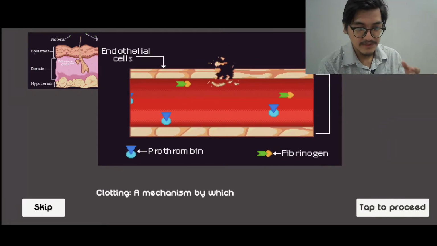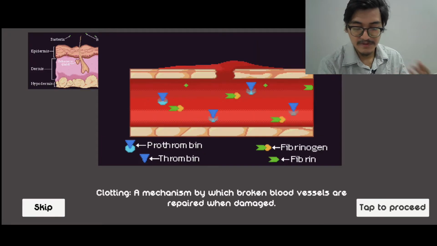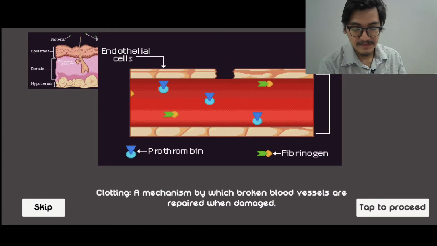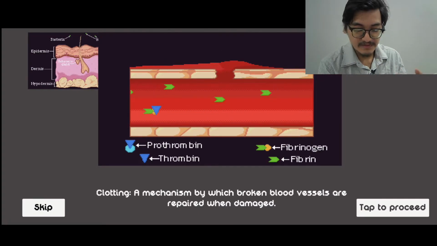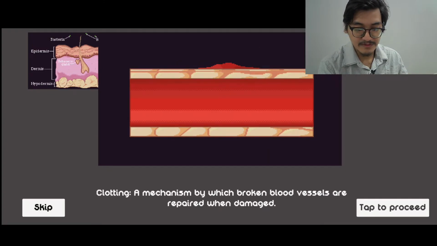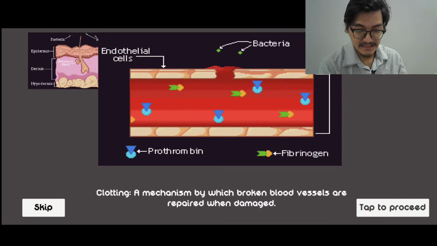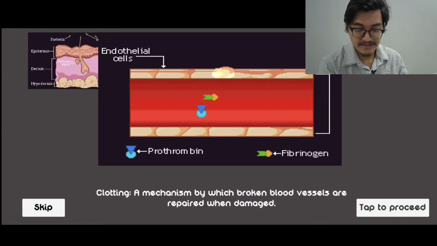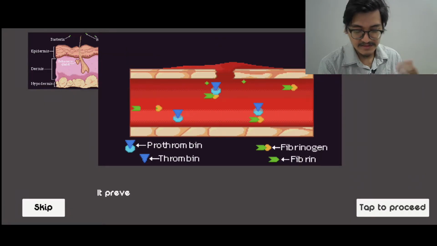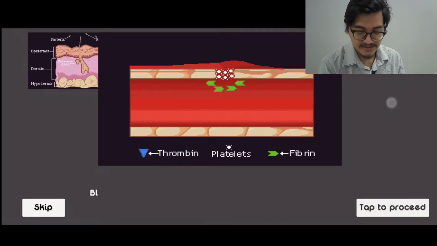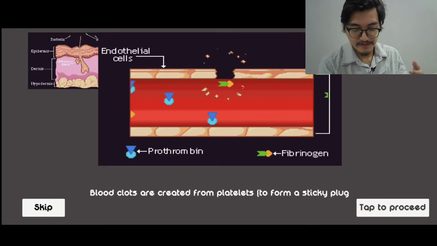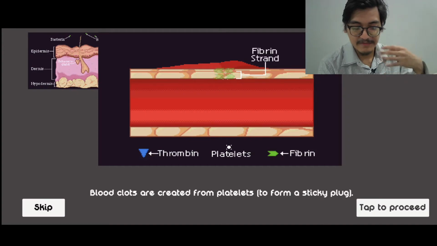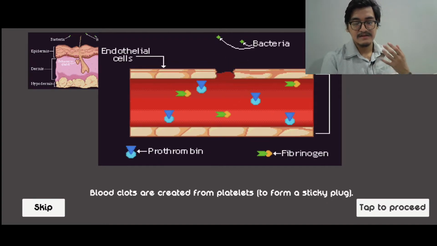Next, we have clotting, which is a mechanism by which broken blood vessels are repaired when damaged. In this animation, the skin cells get burst and bacteria enter. Once the bacteria have entered, the body will know that something not inside the body has entered and call these processes to seal the blood vessels and repair them. This prevents blood loss as well and limits pathogen access. It is created from platelets to form a sticky plug. The users can watch this animation over and over again until they understand the process.